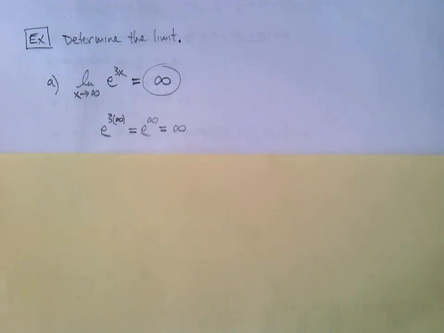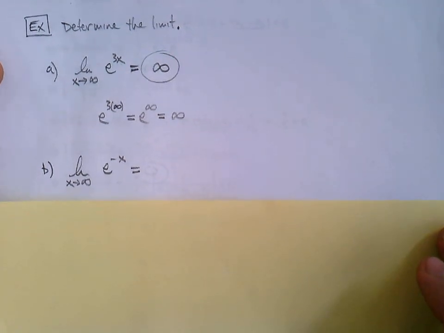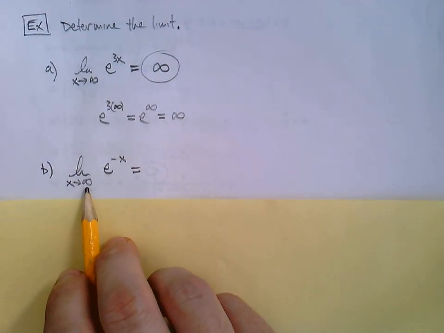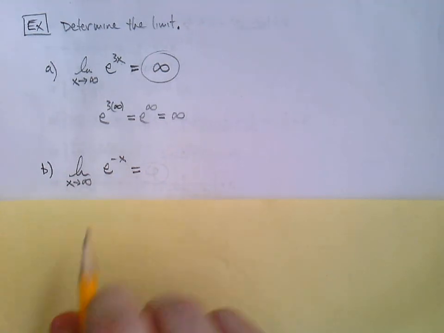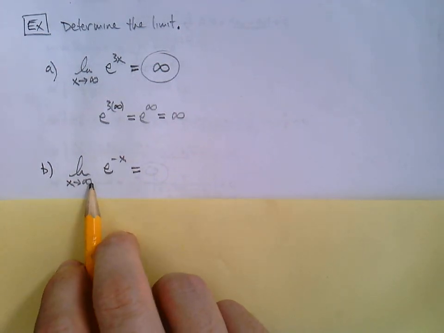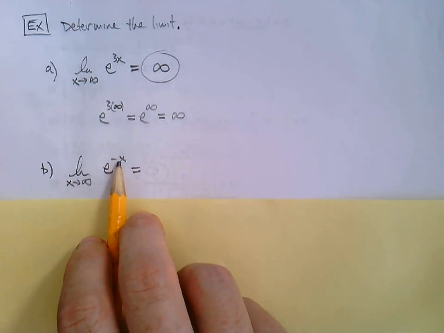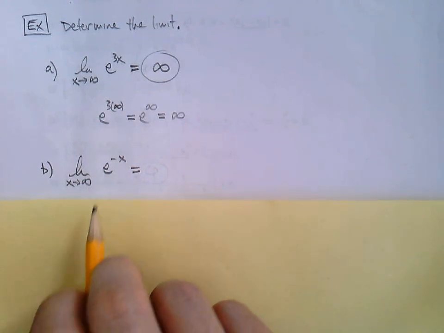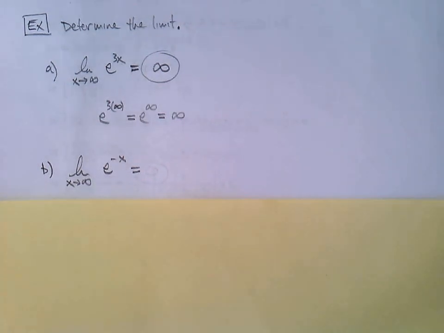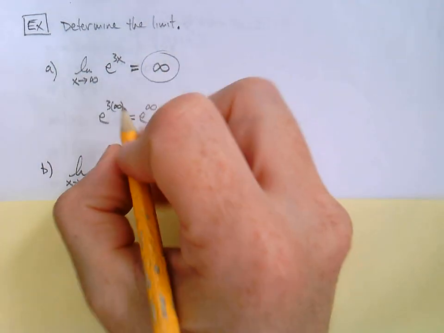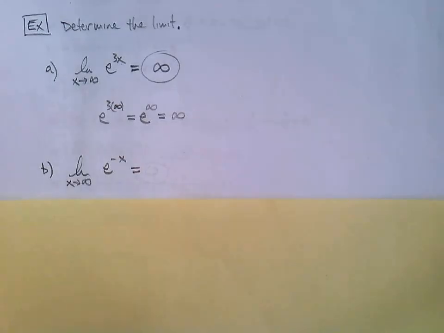Okay. Let's look at another one. Again, x approaches infinity, e to the negative x. Ooh. Okay. So x is getting bigger, but then we've got a more and more negative exponent on e. And this one is not nearly as straightforward as the last one. What's going to happen? What's our answer to this?